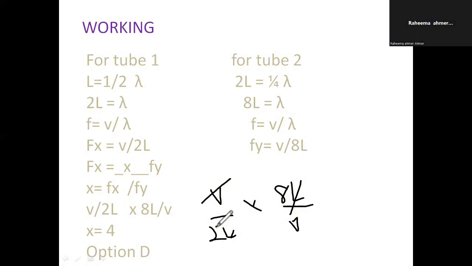So this would be 1 over 1 and 1 over 1, and this would be 4 over 1. So x is equal to 4, and now this means that Fx is equal to 4Fy.